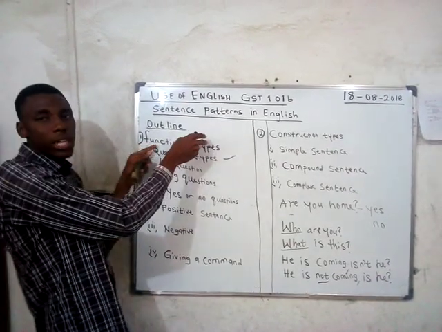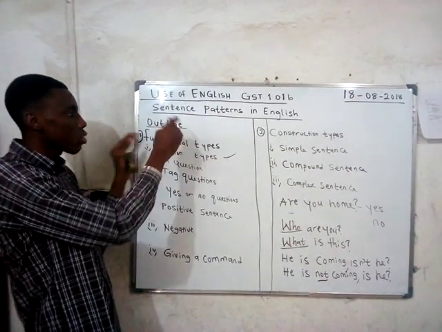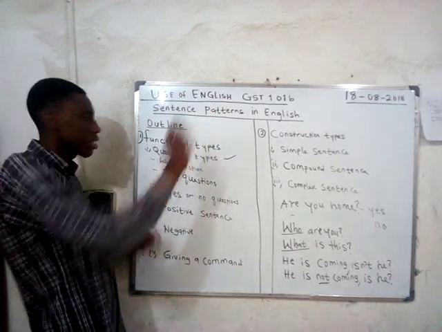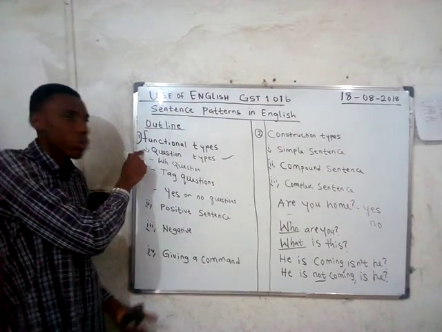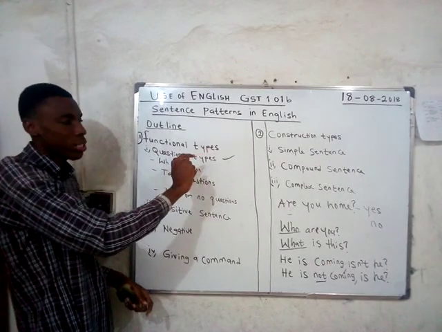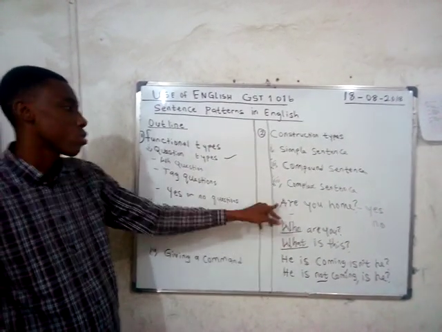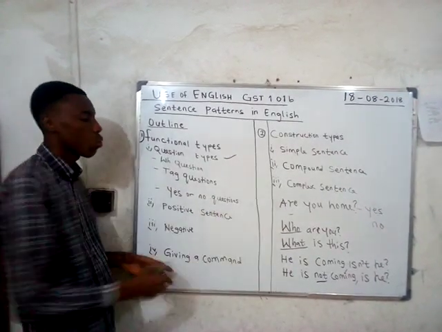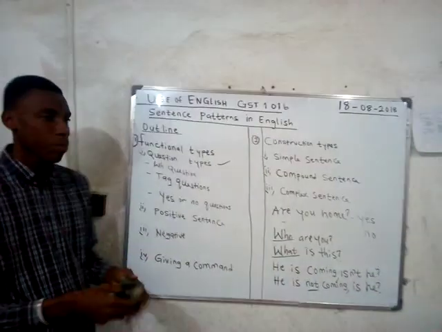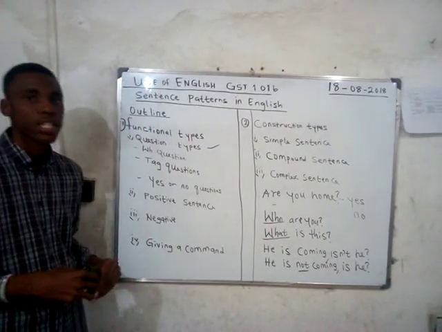So under the functional types of sentence pattern in English language, we have been able to treat the first one, the question types. We highlighted the WH questions, the tag questions, and the yes or no questions. Let's go to the second sentence pattern in English language.